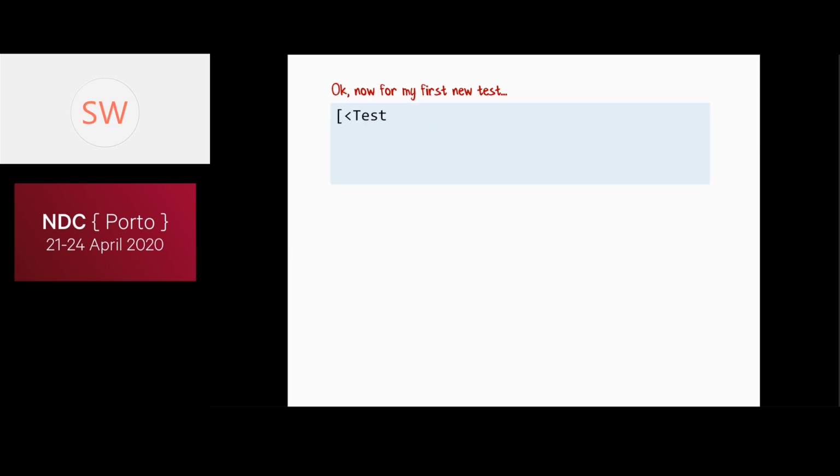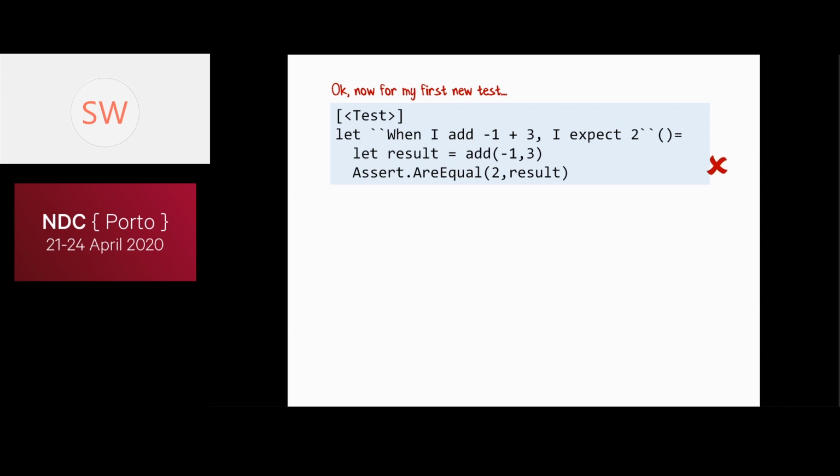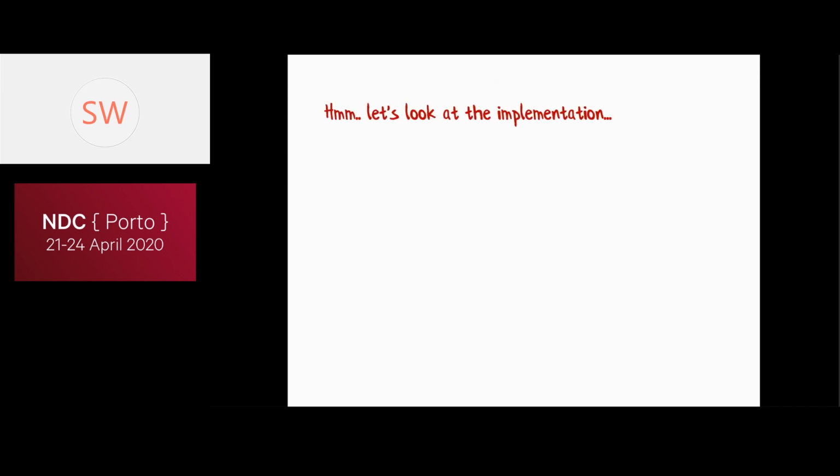So let me write a test, okay? So when I add -1 and 3, let me do something tricky. I add -1 and 3, and I would expect the answer to be 2. And this test failed. So I thought, okay, well, that's kind of funny. Let me go and look at the implementation. Let's just check and see how everything is. So here's the implementation. To add two numbers together, return 4. Okay, and in F# you don't need a return keyword. So that was the entire implementation. And I was like, what is this?